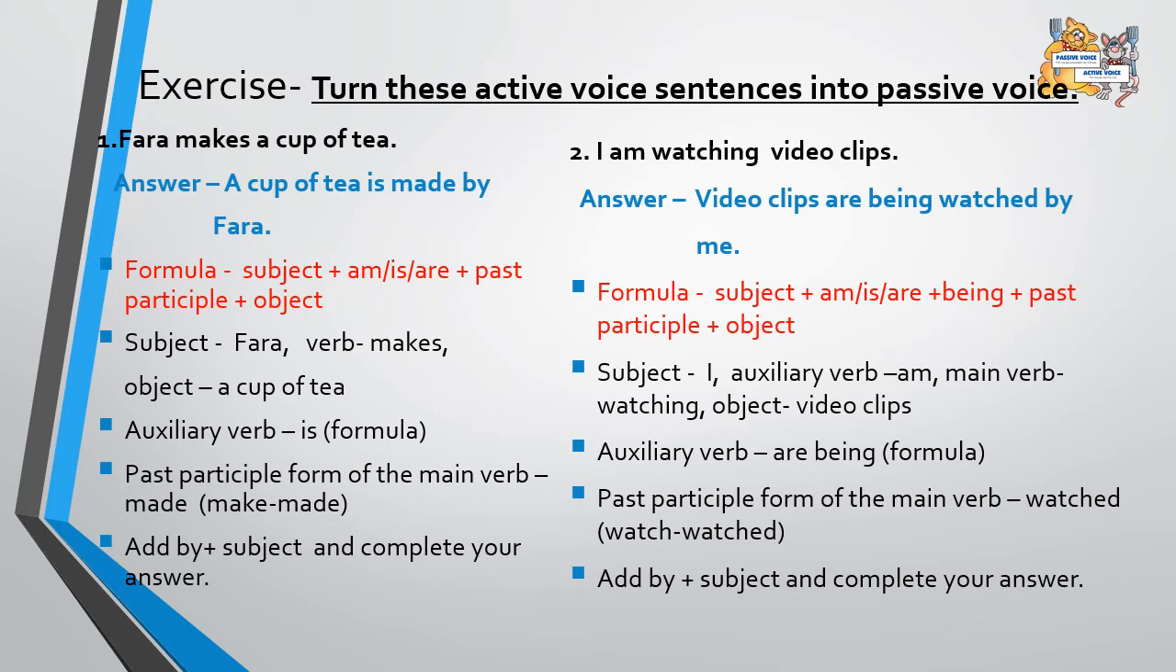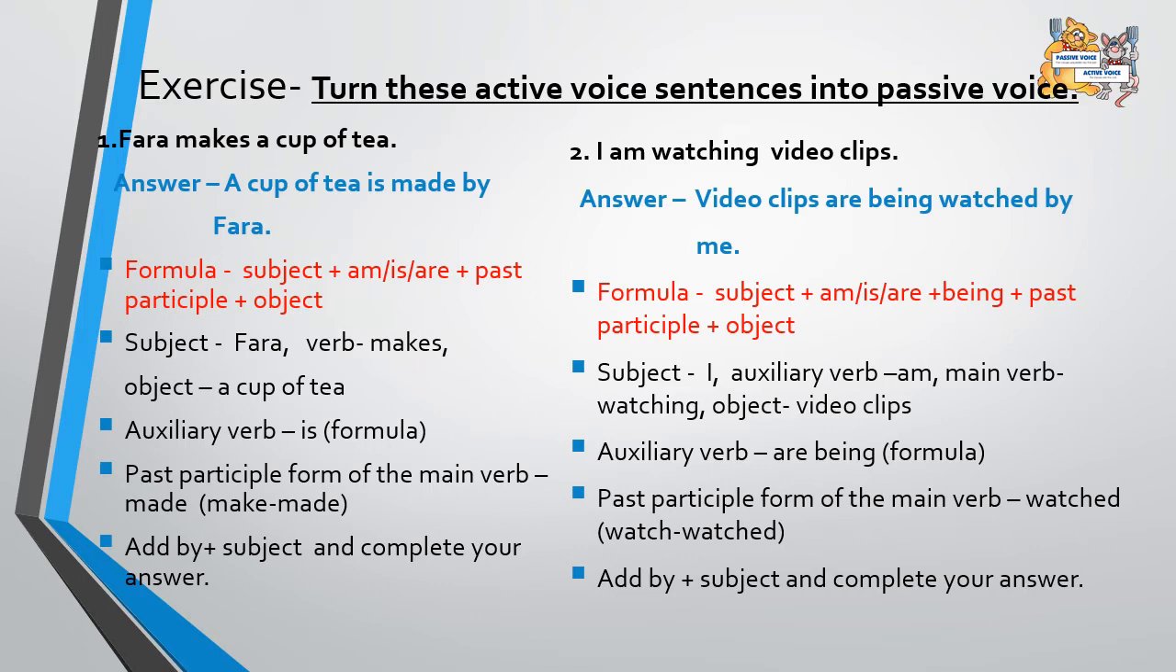Children, now I am going to explain this exercise. Turn these active voice sentences into passive voice. The first sentence is Farah makes a cup of tea. Children, this sentence is in present simple tense and you should apply its passive formula.